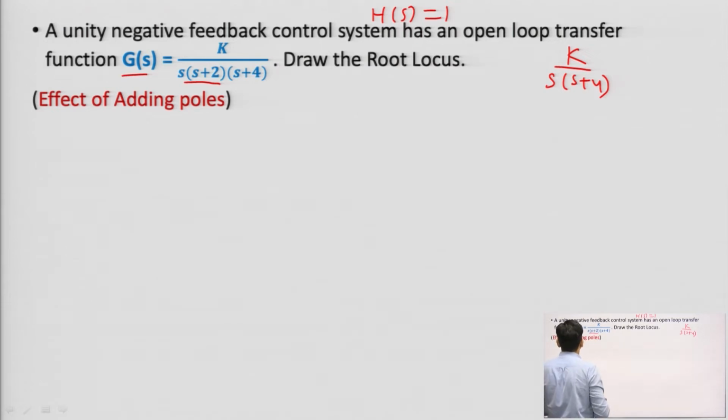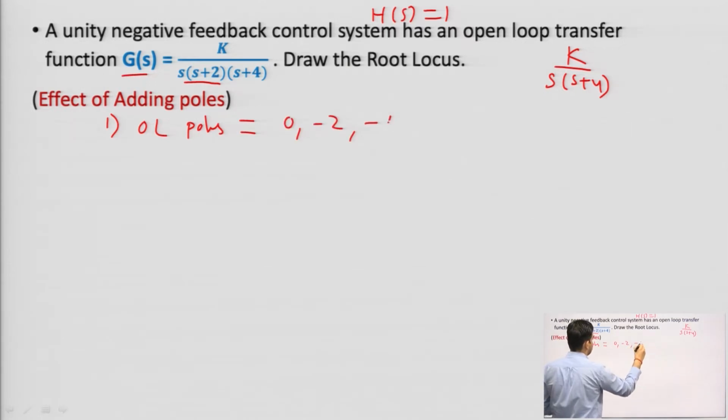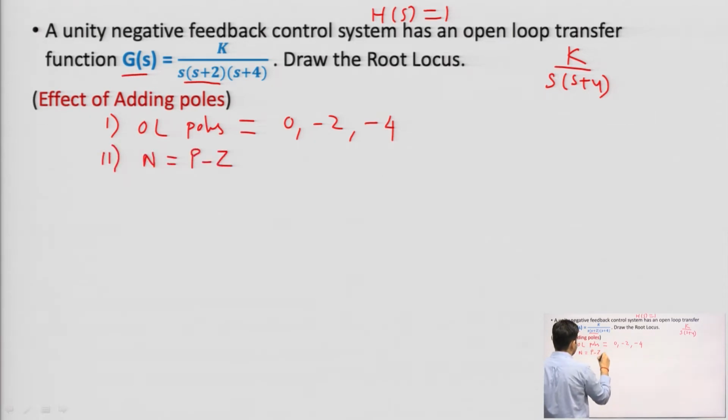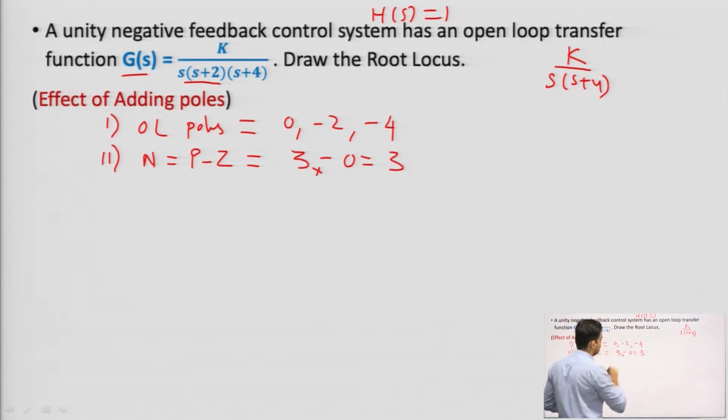Here I would like to see my number of open loop poles. The number of open loop poles are s equal to 0, -2 and -4. Now I would like to calculate the number of poles terminating at infinity, it is n equal to p minus z. Here the number of poles is 3, the number of zeros is 0. So 3 minus 0 would be 3. So n value is 3, which means the number of poles terminating at infinity is 3.